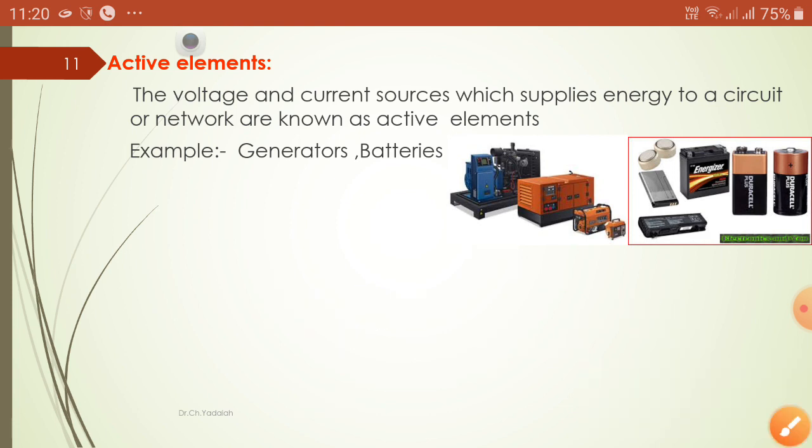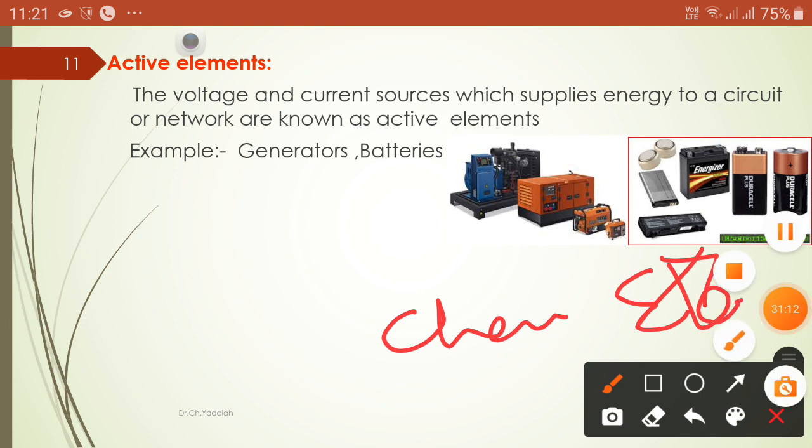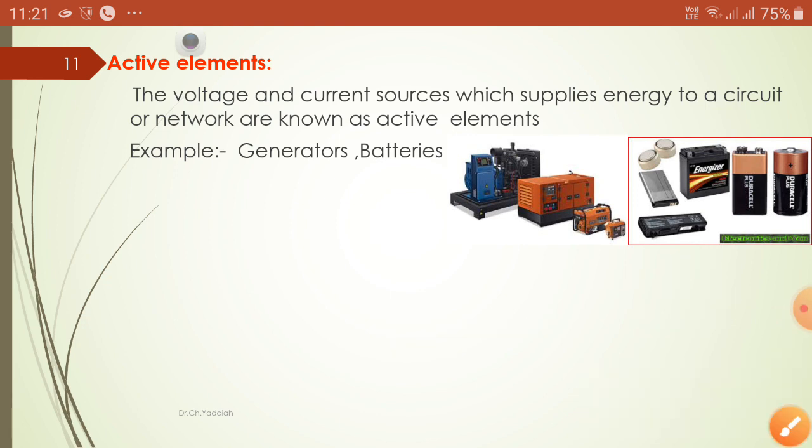Whereas in cells, the chemical energy inside, from HCl, lead and different chemical metals, is converted into electrical energy. So whatever the input, it is converted to electrical energy that is ready to be given to the passive networks. So those are known as the active elements.